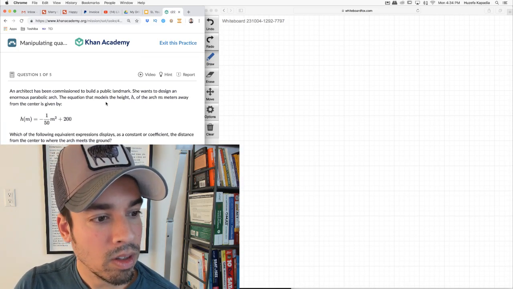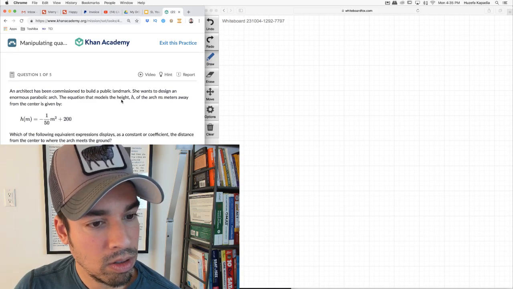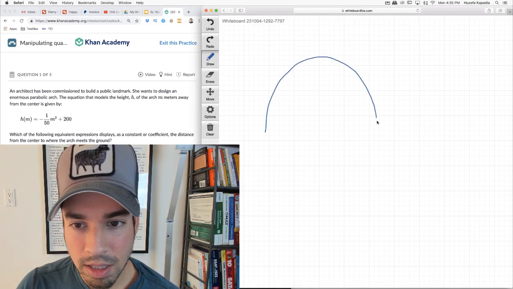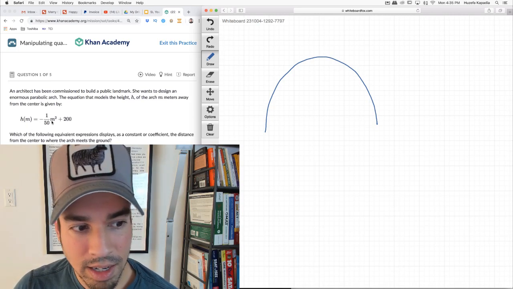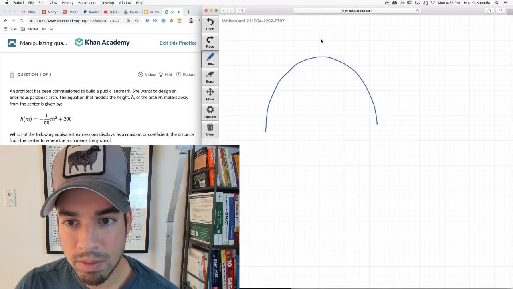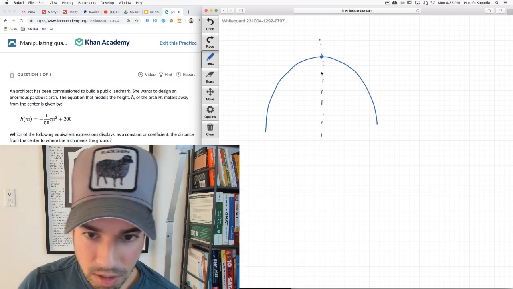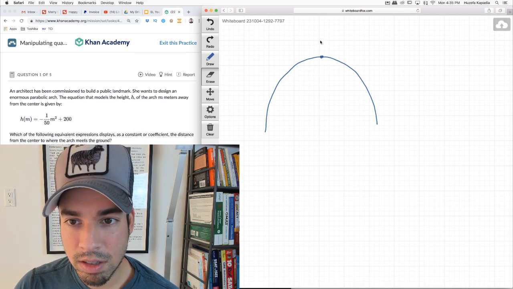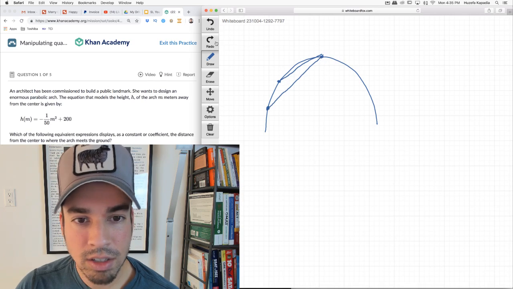Here we go. Okay, an architect has been commissioned to build a public landmark. She wants to design an enormous parabolic arch, so something like this, right? That's a parabola. The equation is this. So this is the height, and this is the meters away from the center, which I assume is this. Here's the center. Sorry, actually not this. I think what they mean is from the vertex. So if it's over here, the distance is that. If it's over here, the distance is that, and so on and so forth.